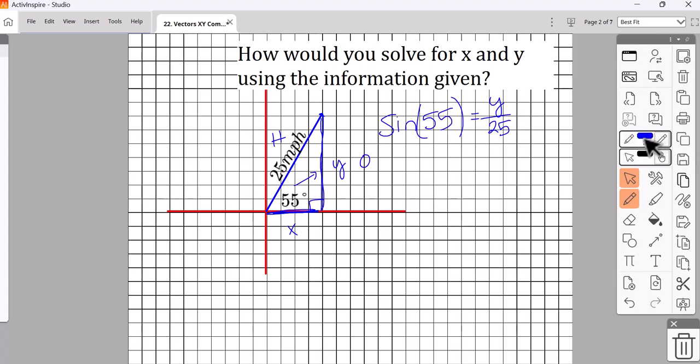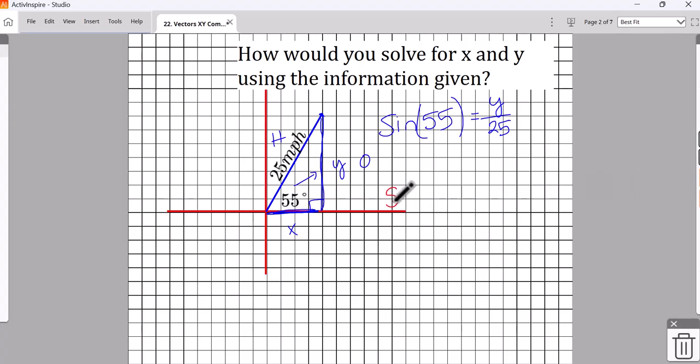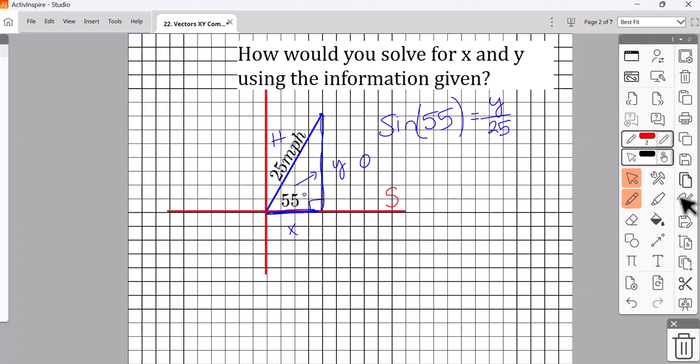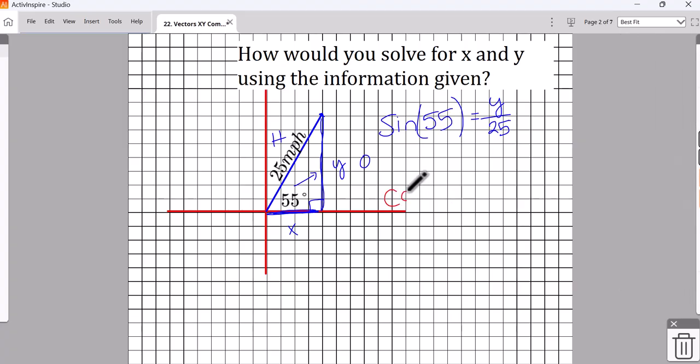And then if we're solving for the x value, we could use cosine of 55. Remember, the angle measure always goes on the inside. The angle measure is the degrees, and that equals the adjacent side over the hypotenuse, which is 25. And so hopefully you see that these two situations are almost identical. We're just using different trig functions.